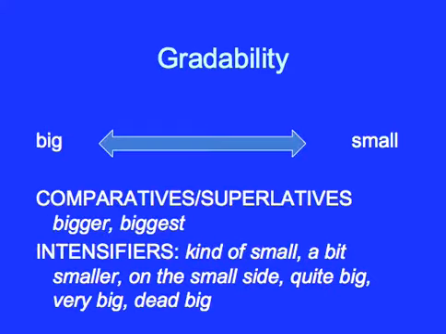Okay, so when we talk about adjectives, one of the key ideas is gradability. So if you look at big and small, there are degrees of bigness and there are degrees of smallness. And one of the tests of gradability is we can use comparatives, bigger, and we can use superlatives, biggest. We can also use intensifiers, kind of small, a bit smaller, on the small side, quite big, very big, dead big, if you know that use of dead. So those are all intensifiers, and they are all tests of the gradability of those adjectives.